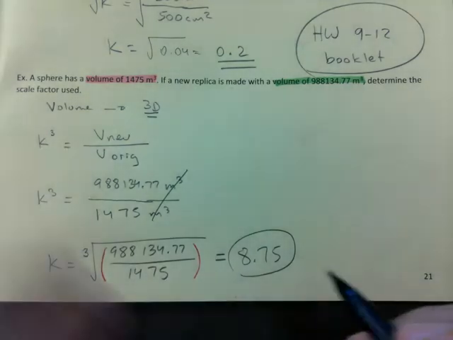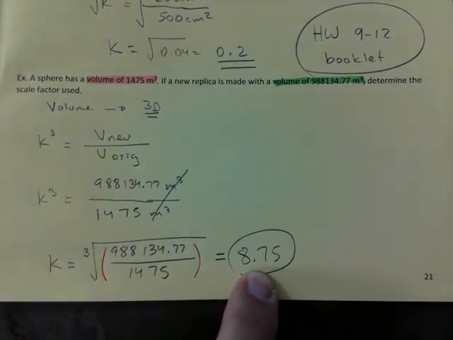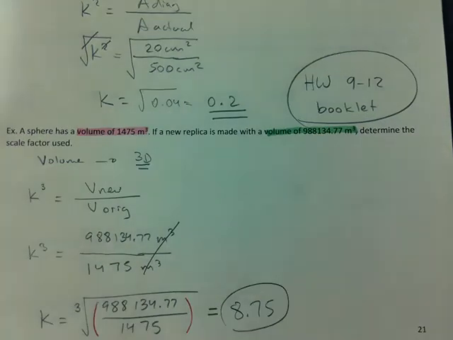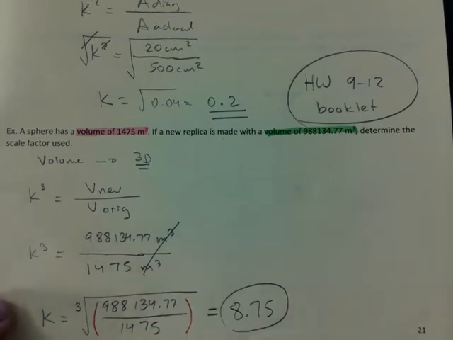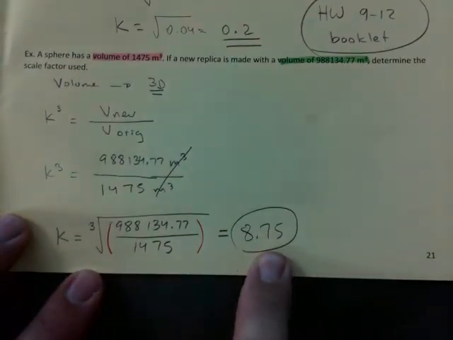All right, so we are okay because this is an enlargement. That's what we wanted, right? We know that, right? We got to a bigger shape, so K should have been greater than 1. So keep that in mind. All right, next.